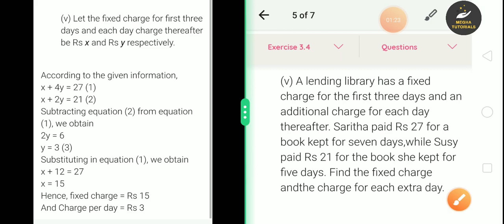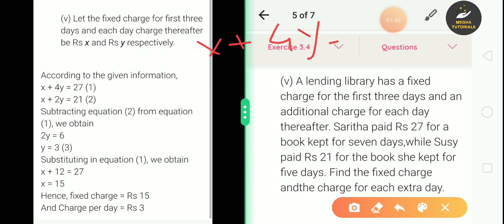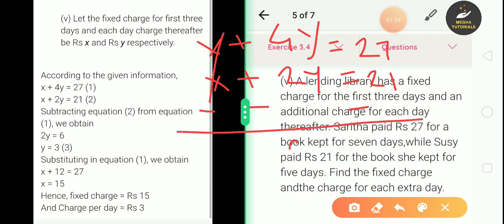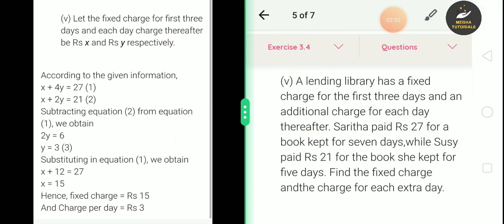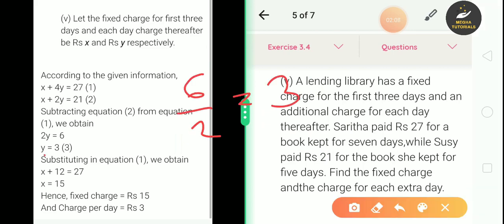Now in both equations, variable X having same coefficients, therefore we can subtract equation 2 from equation 1. So equation 1 is X plus 4Y is equal to 27 and equation 2 is X plus 2Y is equal to 21. Performing subtraction, the sign will be changed. X cut, 4Y minus 2Y is 2Y and 27 minus 21 is 6. So 2Y is equal to 6. Then Y is equal to 6 upon 2. Therefore Y is equal to 3.